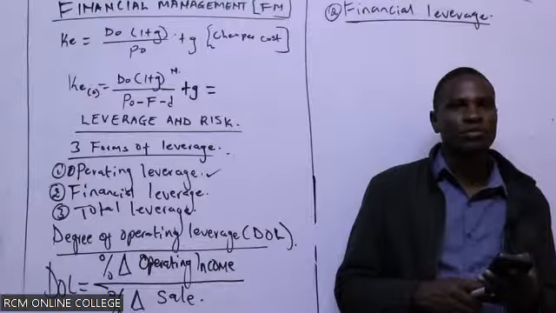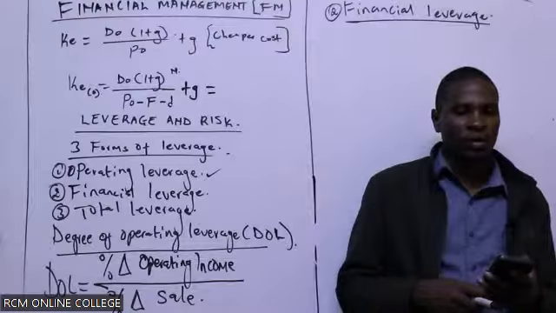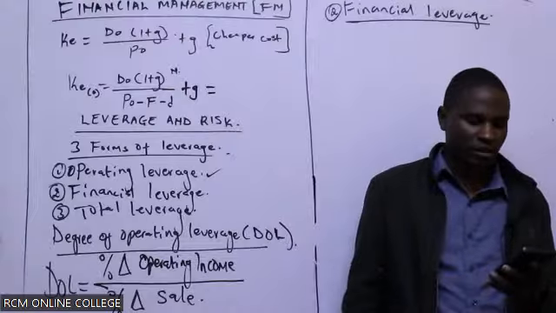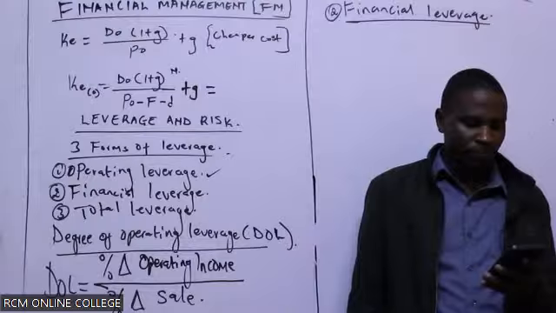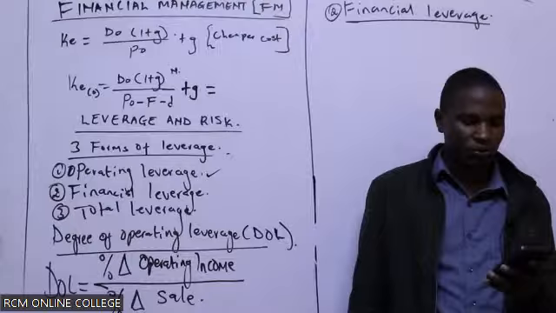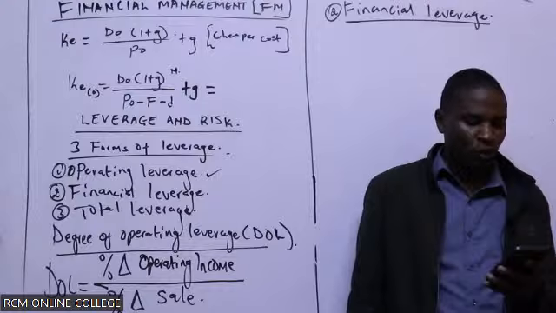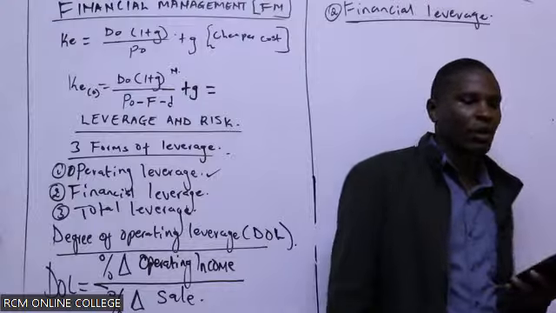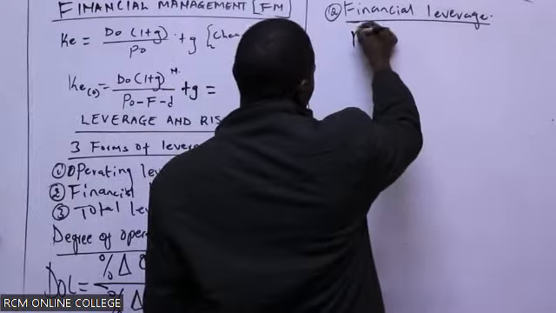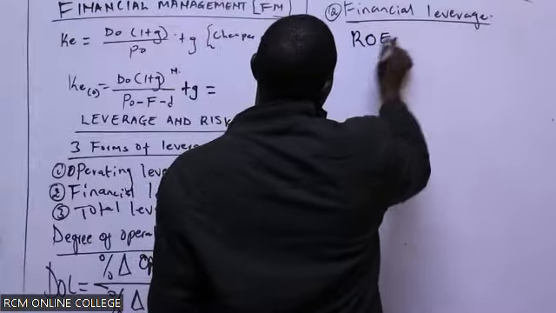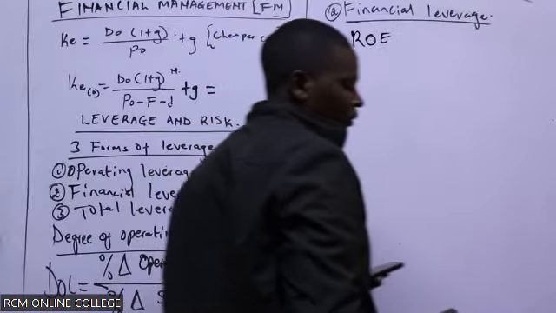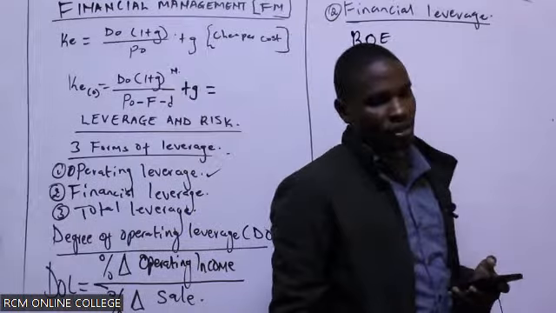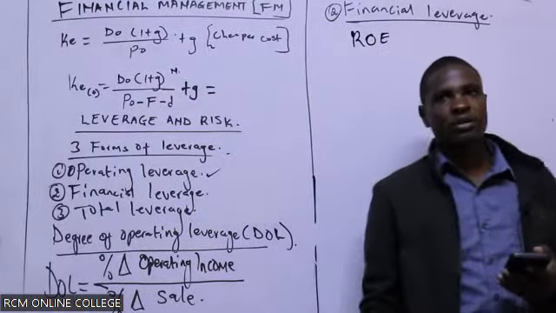Remember, the objective of every business is to maximize what? The shareholders' wealth. So he's saying that financial leverage refers to the use of debt to increase the return on equity, ROE. Return on equity is the shareholders' wealth.